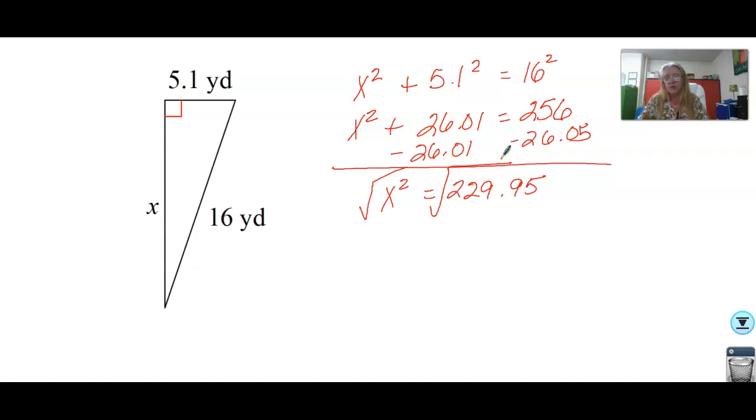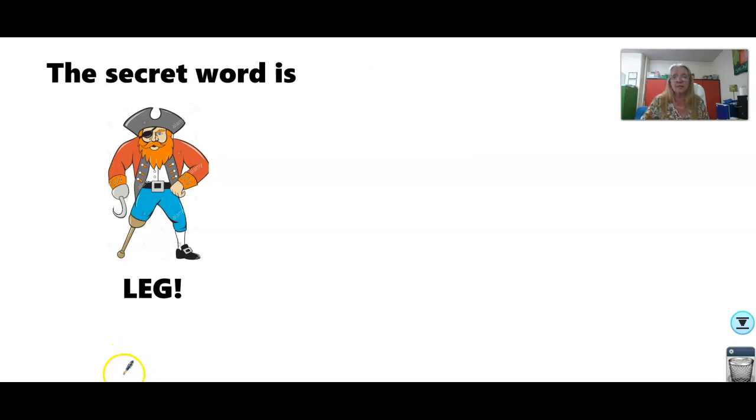229.95. Square rooted is the grand finale problem. The answer is 15.16. 6 is bigger than 5. It rounds the 1 to a 2, so we go with 15.2. That, my friends, is the last example.